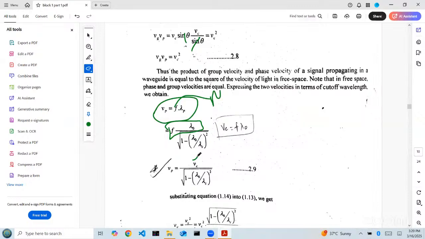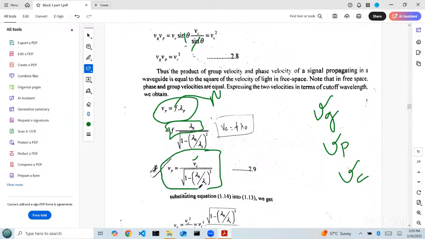Three terms we are discussing here. What are the three terms? Group velocity, phase velocity, and another is the velocity of light Vc. That one is substituted. So we got the final equation, which one? The phase velocity equation. Phase velocity Vp equal to Vc by under root of 1 minus lambda naught by lambda c, whole square.